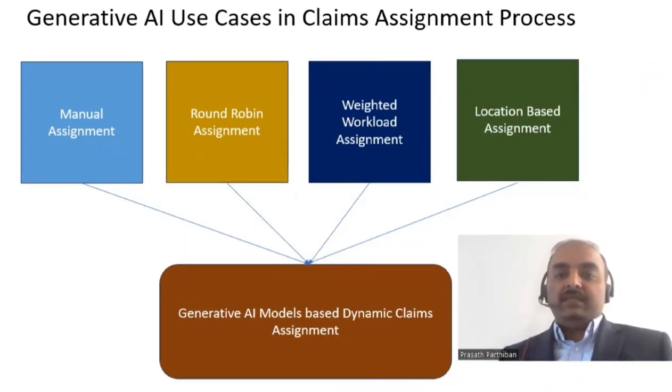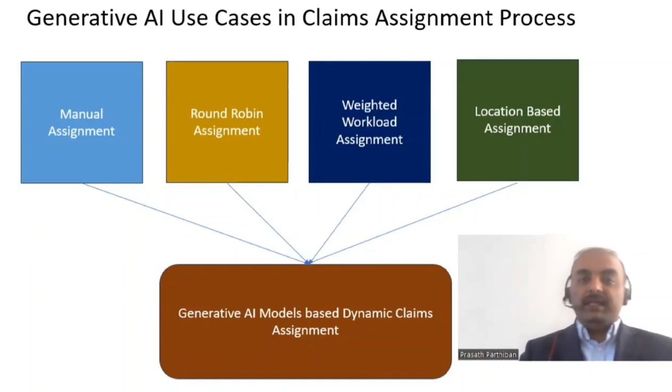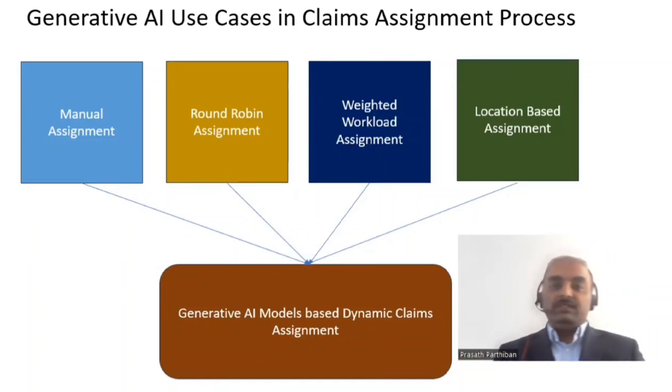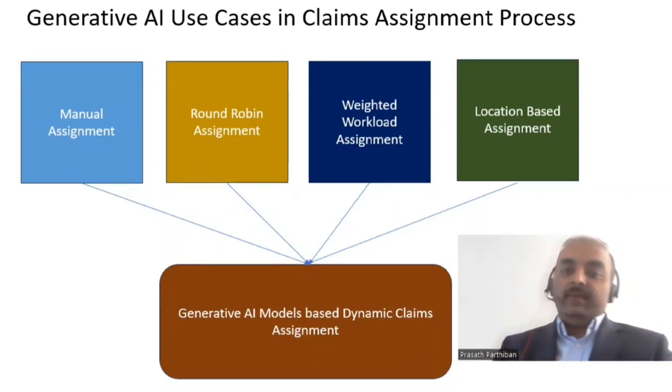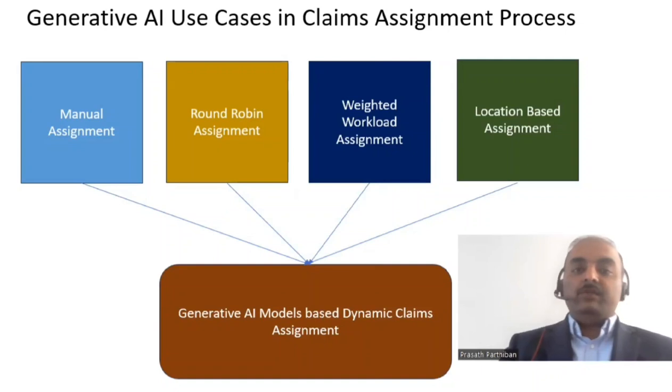When it comes to claims assignment, it's very straightforward, where we have a dynamic claims assignment process based on the incoming claim and based on the nature of the insurance company. This generative AI model can generate assignment rules specific to that claim. So if I get a second claim, it will be unique to that claim, so that it's more dynamic and also more optimized.